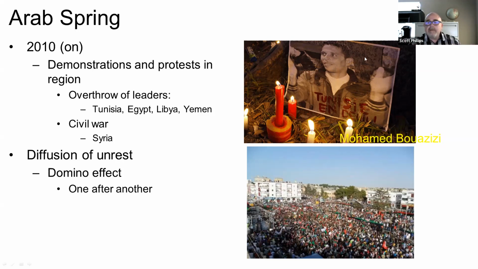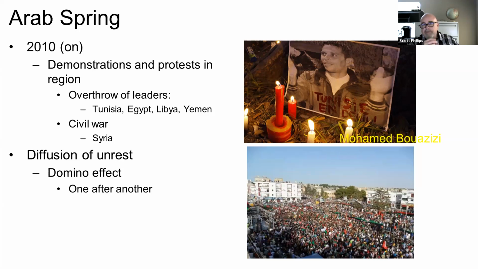This is a guy named Mohamed Bouazizi, and he was a fruit vendor who was being shaken down for money by local, I don't remember the exact story, but he was being treated unfairly by the local government officials, and he finally got so fed up that he went out in the street and lit himself on fire.